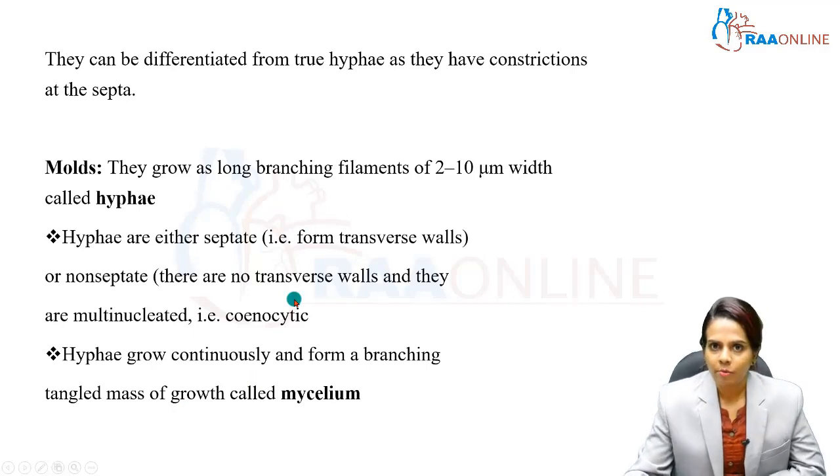Molds grow as long branching filaments of approximately 2 to 10 micron width called hyphae, and hyphae can be either septate or non-septate. Septate, that is, they form transverse walls. Whereas in non-septate hyphae there are no transverse walls and they are multinucleated, that is coenocytic. Hyphae grow continuously and form a branching tangled mass of growth called mycelium. So these are the basic terms.